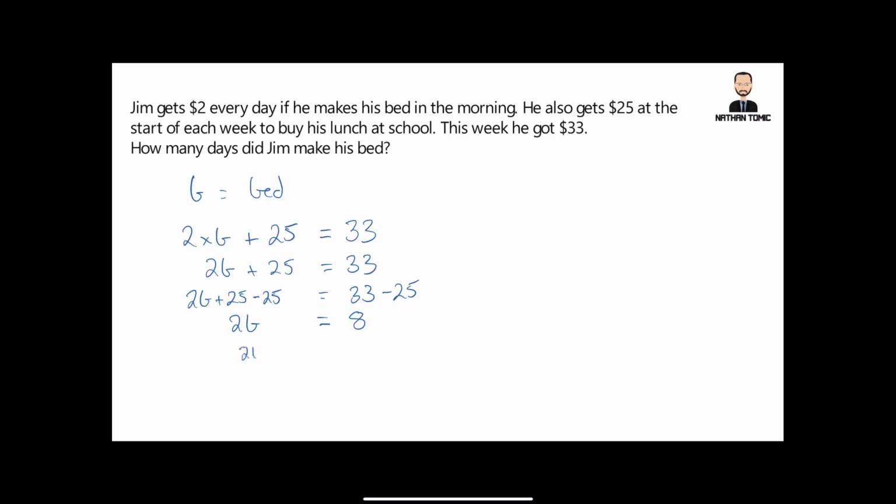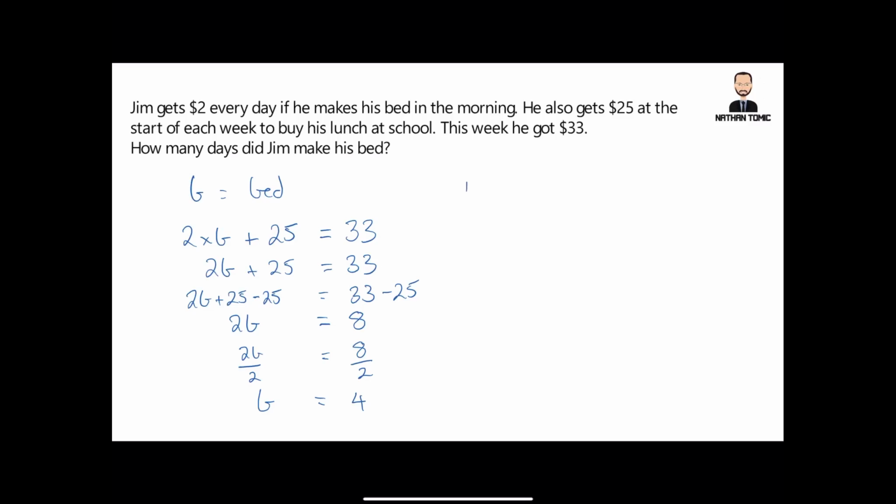So 2B divided by 2 to undo the multiply by 2 equals 8 divided by 2, which of course leaves us with B being equal to 4. So we believe that he must have made his bed 4 times in that particular week to get $33.